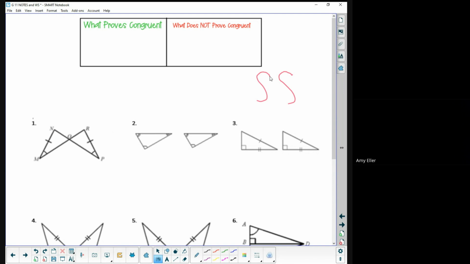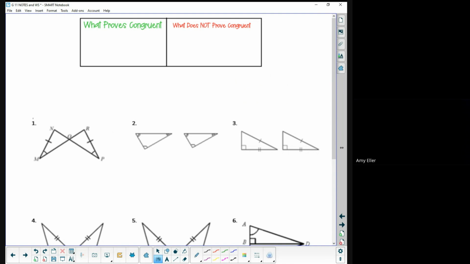Now, if I draw this triangle and you draw this triangle, and somebody else draws this triangle or this triangle, is that the same? Yes. So we might draw it in a different location, but it's still the same triangle. So what I'm trying to show you is that if we have 3 sides in common, our triangles will automatically be congruent.